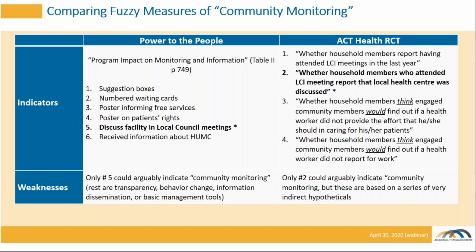And the bottom line is that the ACT Health RCT authors found there was no evidence of community monitoring, but that finding is based on this indicator construction. And then they more broadly conclude in their paper that there's a weakness of bottom-up accountability. It's a bit of a broad conclusion to make given what they actually measured. Next, please.